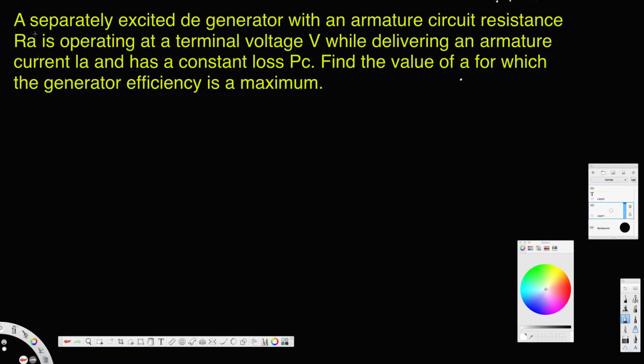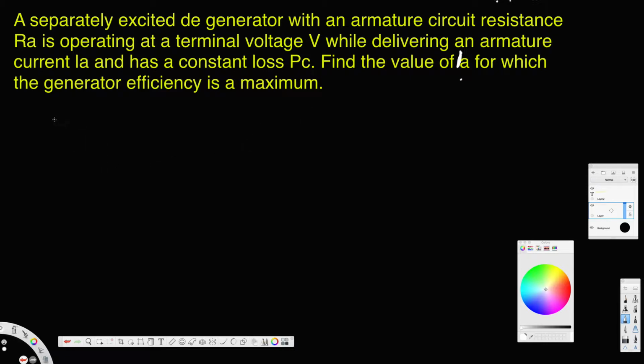Here, this question is asking: a separately excited DC generator with an armature circuit resistance RA is operating at a terminal voltage V while delivering an armature current IA and has a constant loss PC. Find the value of IA for which the generator efficiency is a maximum. Okay, here we are trying to find the value of IA for which the generator efficiency is maximum.